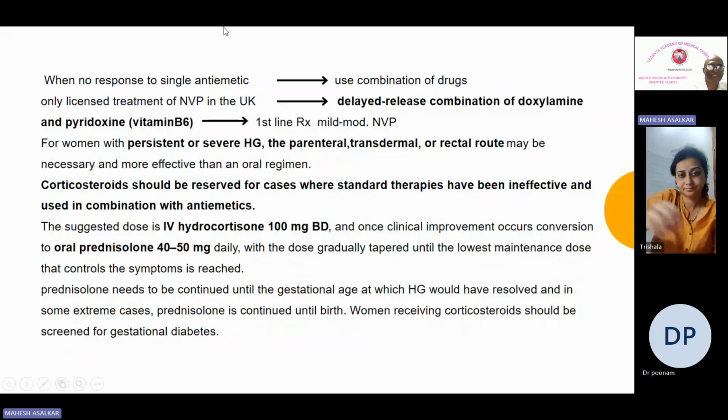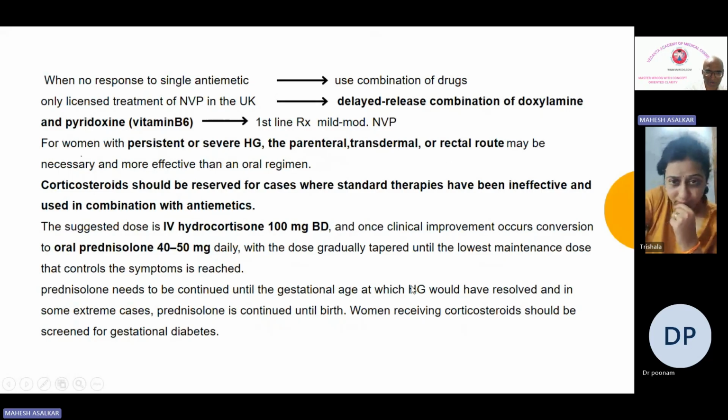Okay, so next, when there is no response to a single antiemetic, we use a combination of drugs. The only licensed drug for treatment of nausea and vomiting in pregnancy is a delayed release combination of doxylamine plus pyridoxine. This is the only licensed drug. This is the first line treatment for mild to moderate nausea and vomiting. For women with persistent or severe hyperemesis gravidarum, we use parenteral, transdermal, or rectal routes. Then if the patient is still not responding, we go for corticosteroids. It is reserved for severe cases. Initial treatment is IV hydrocortisone 100 milligram BD, then we convert it to oral prednisolone.